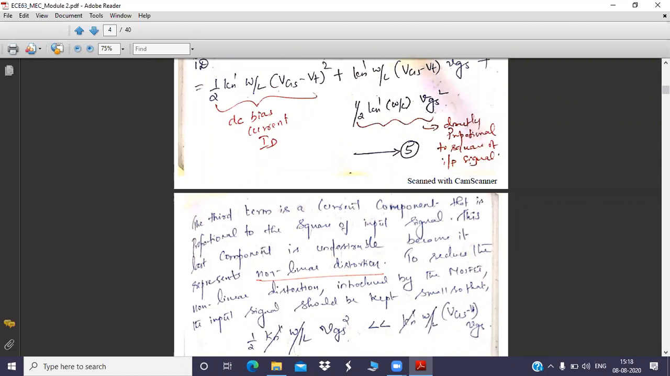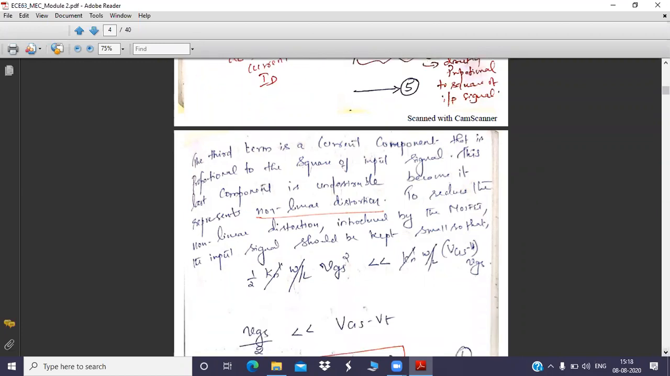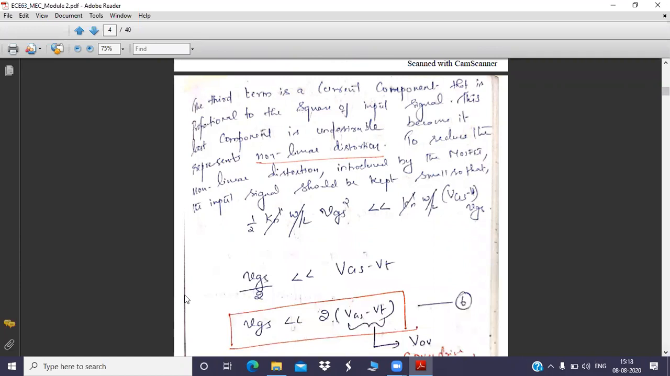And from both the left hand side and the right hand side, you can cancel the like terms. So what are the like terms that you have here? An dash, W by L, you can cancel from both sides. So the equation will become VGS by 2. How did you get VGS? Here you have VGS square and here you have VGS. So one VGS will cancel from both sides. So remaining here you'll have one VGS only. So VGS by 2 will be less than capital VGS minus VT.